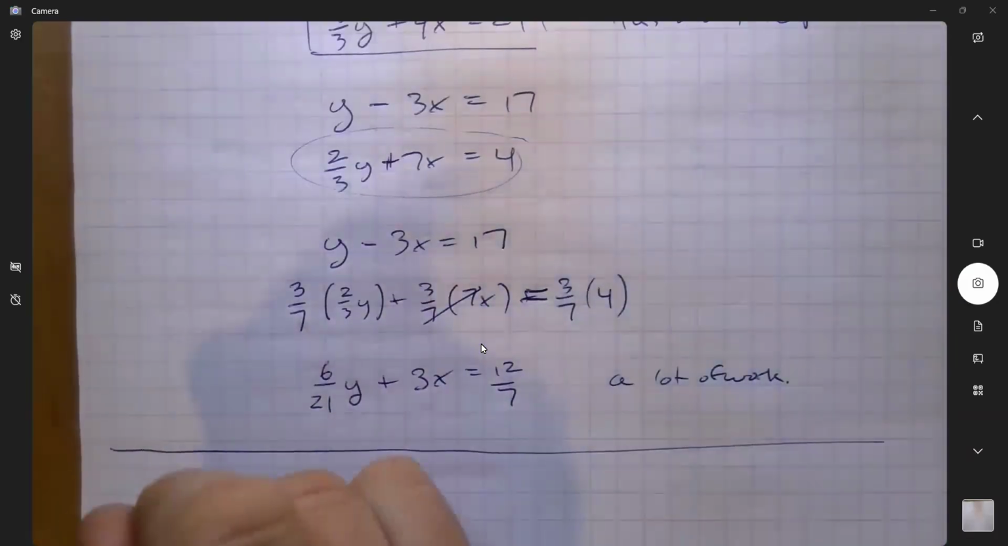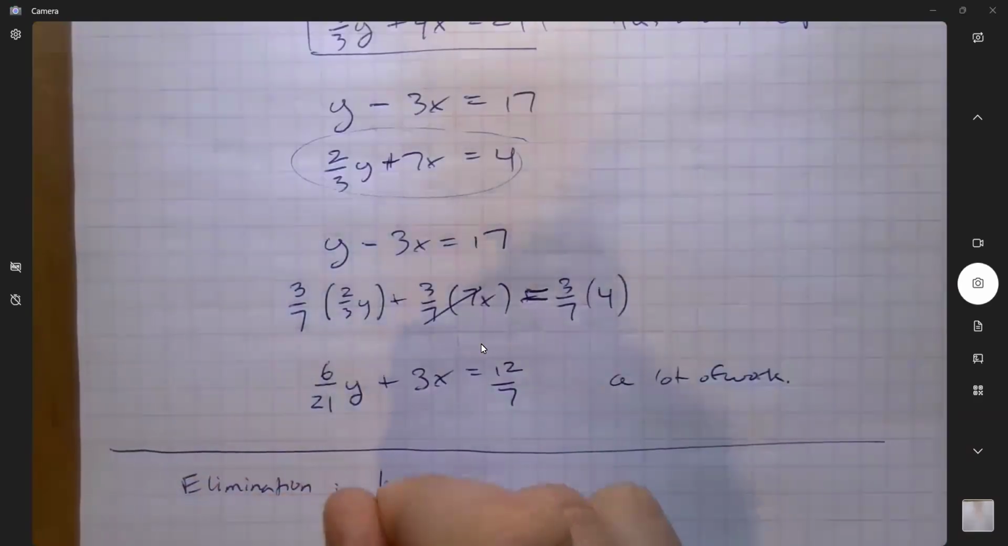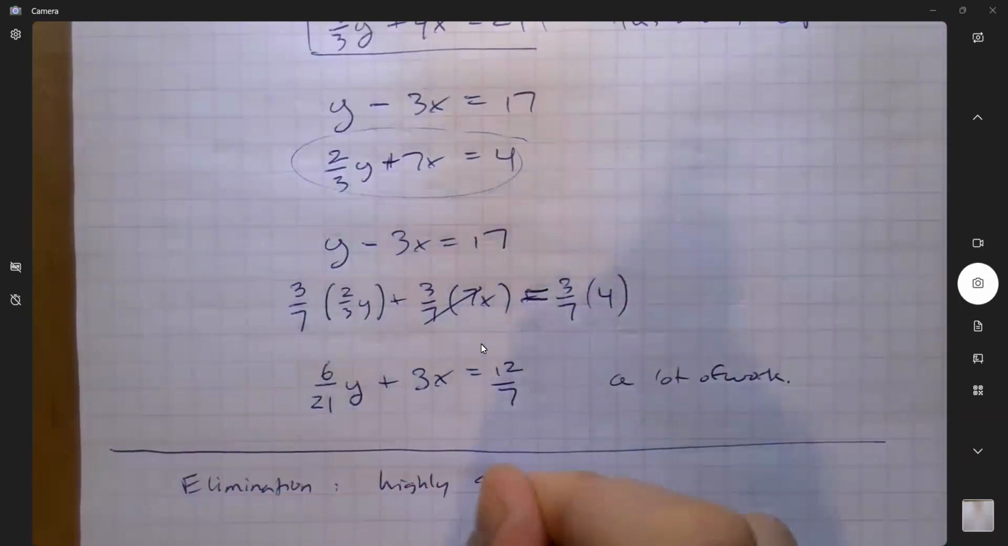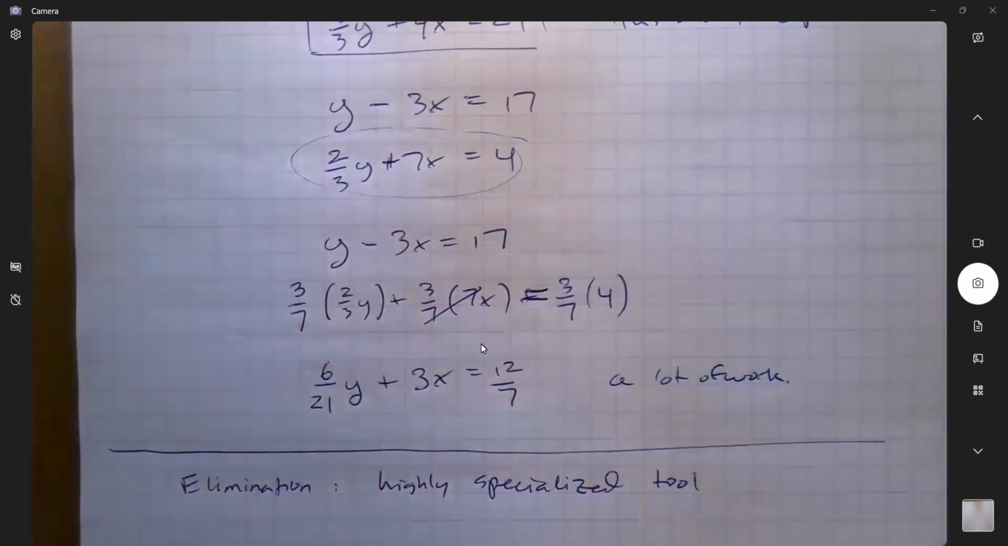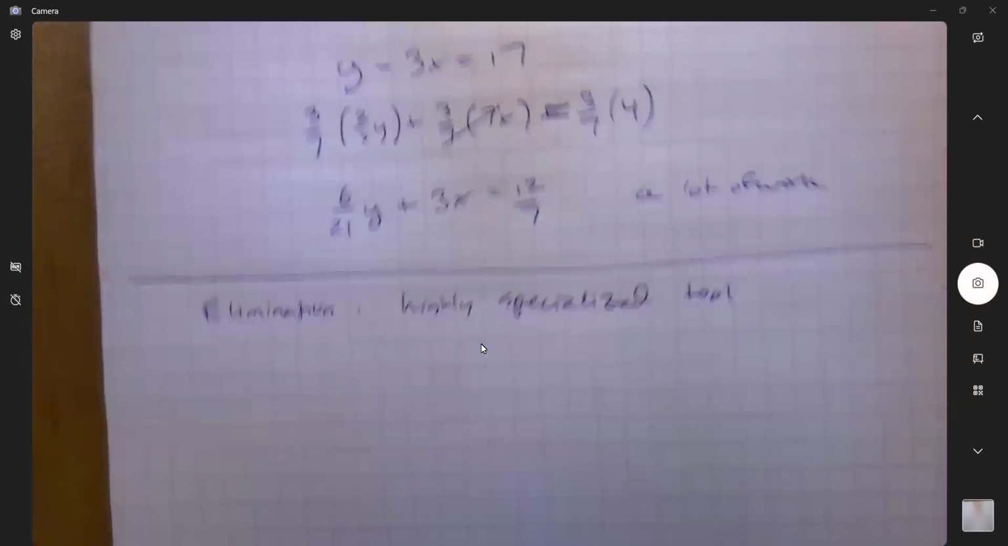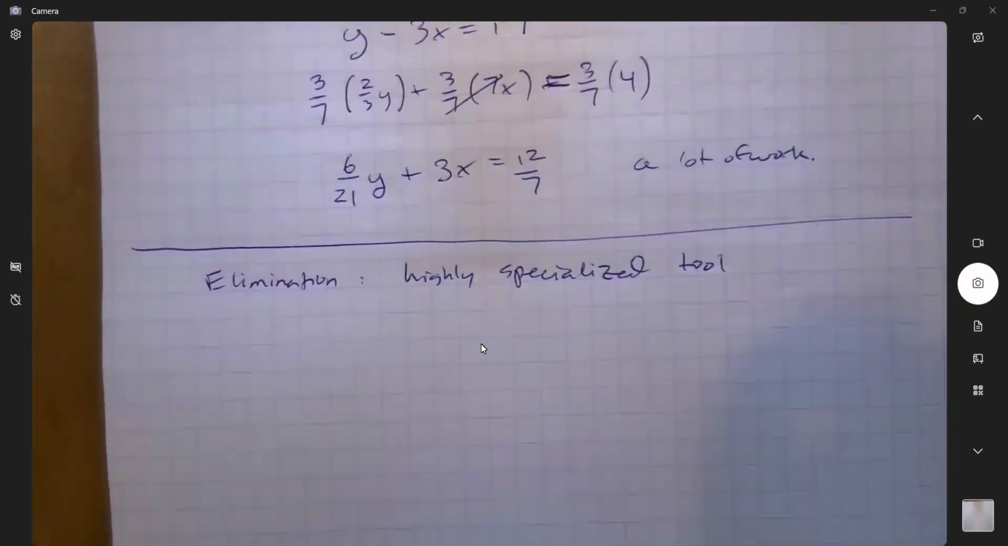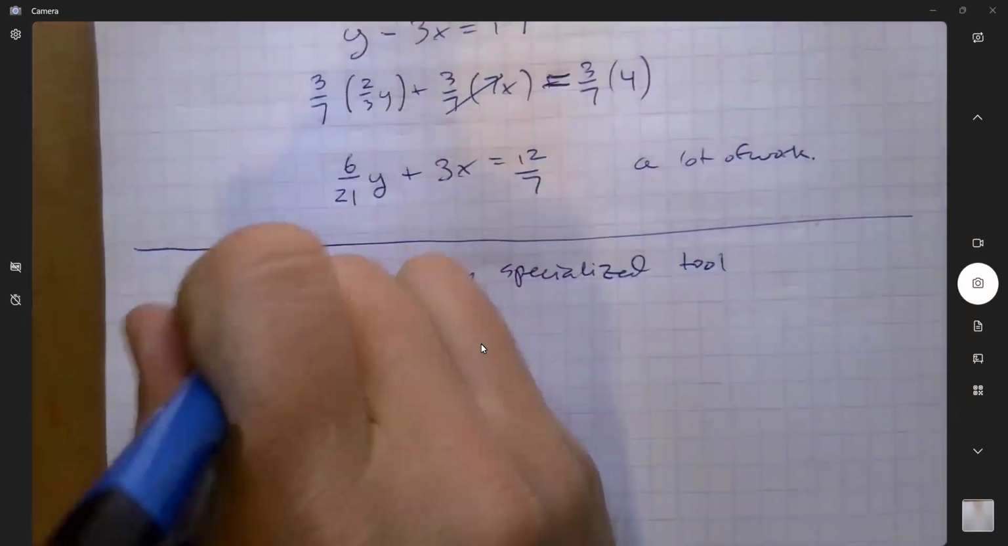So the elimination method is a highly specialized tool. And this is an important idea in math as well: sometimes we have really good tools that work really well for a narrow set of cases. And it's good to know those tools. However, they're often not so helpful.